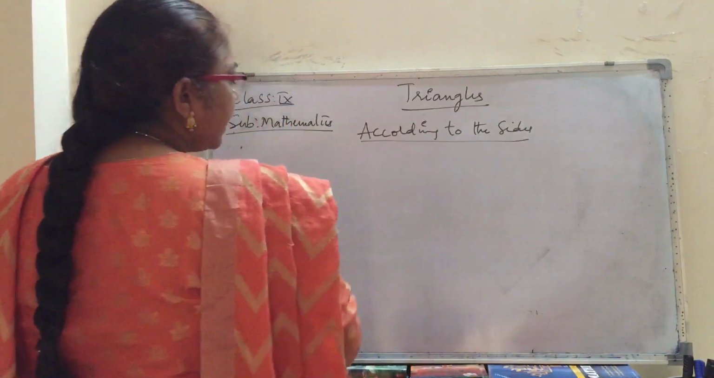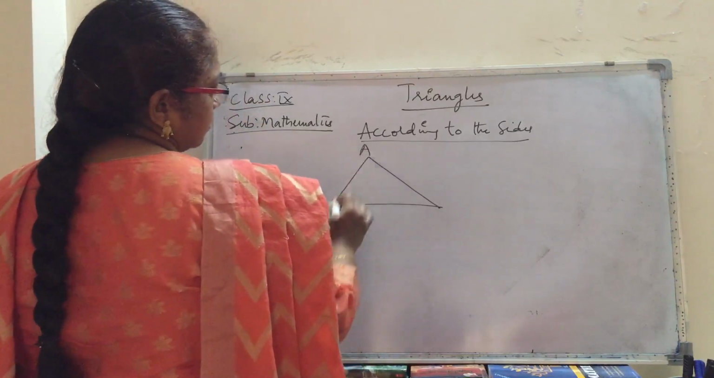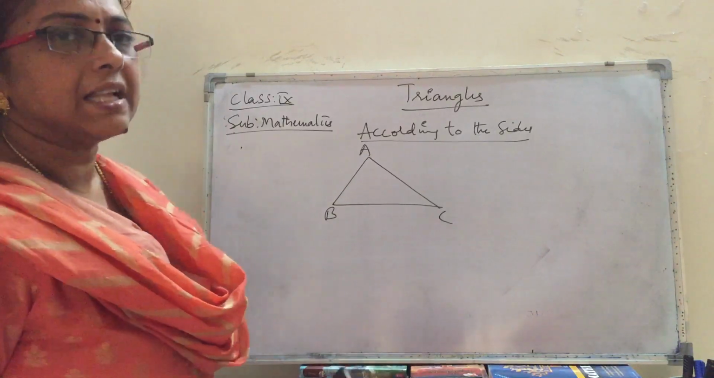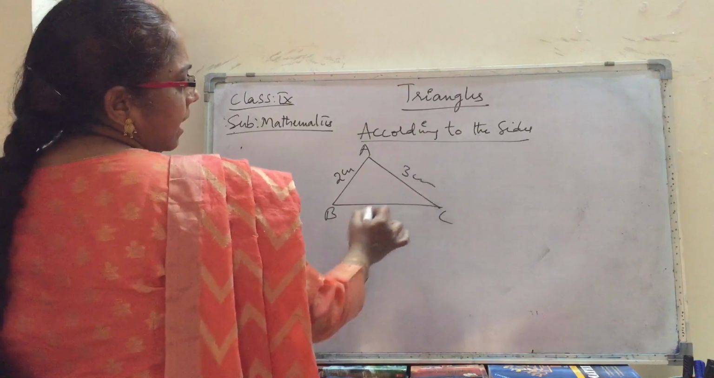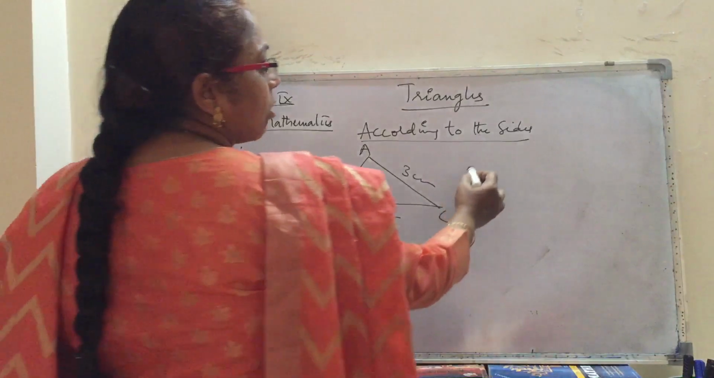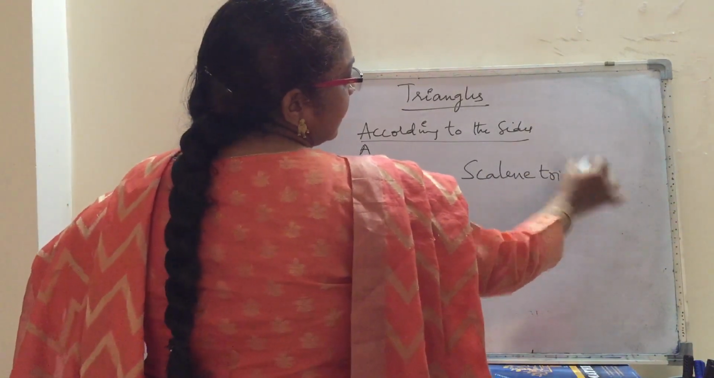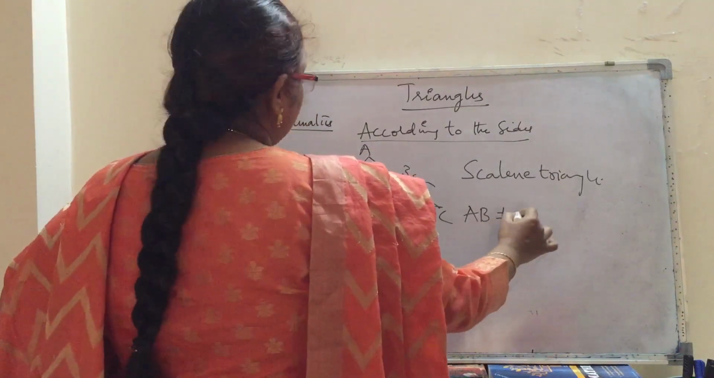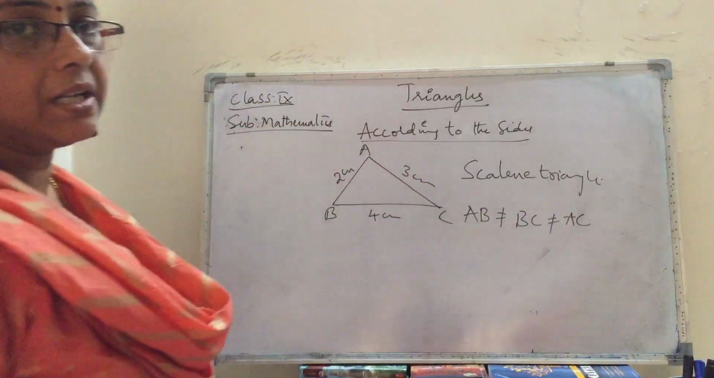Next, a triangle in which no 2 sides are equal in length. See, no 2 sides are equal in length means all sides have different lengths. Suppose you take AB is 2 centimeters, AC is 3 and BC is 4. See, all lengths are different. Such a triangle we call a scalene triangle. What is it called, children? Scalene triangle. Okay, here all sides have different lengths.